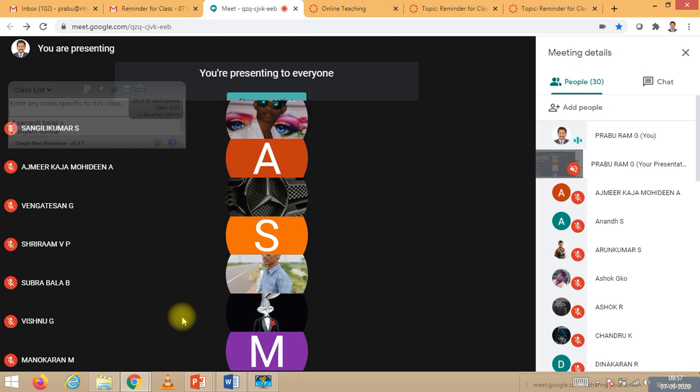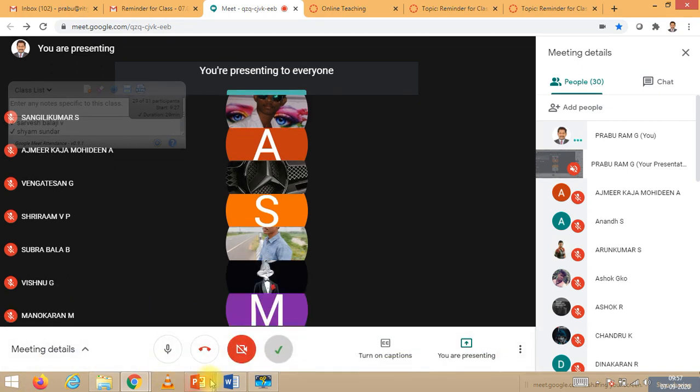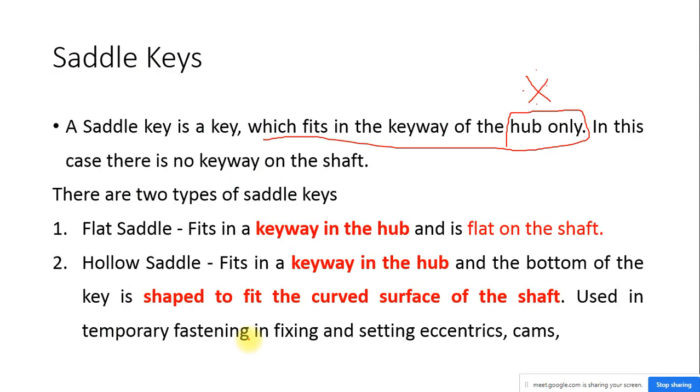So the saddle key came into the concept. In the saddle key, I have the keyway only in the hub alone. So that is the reason we came up with a new idea. There are two types of saddle keys. One is a flat saddle, another is a hollow saddle, which we have looked at already.